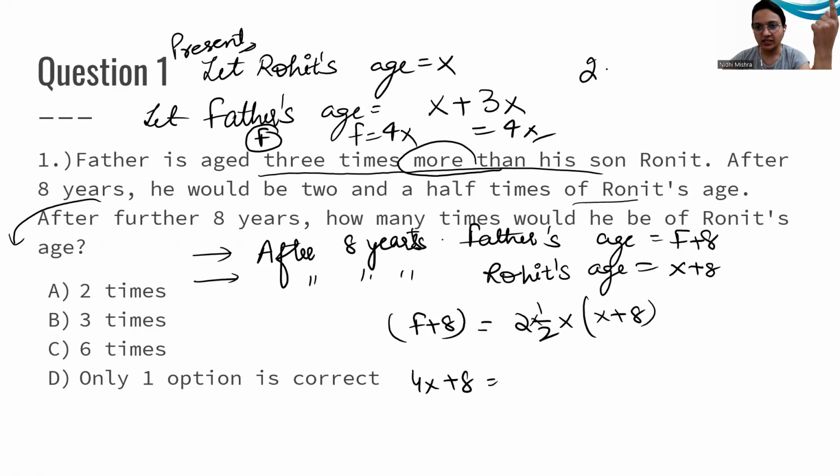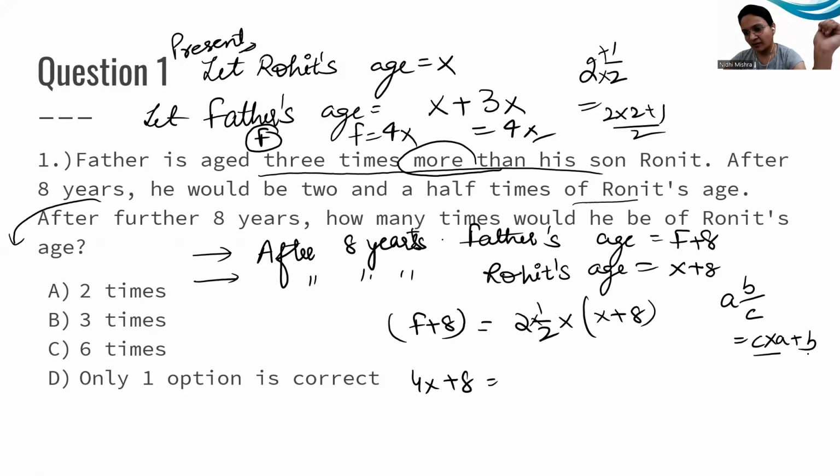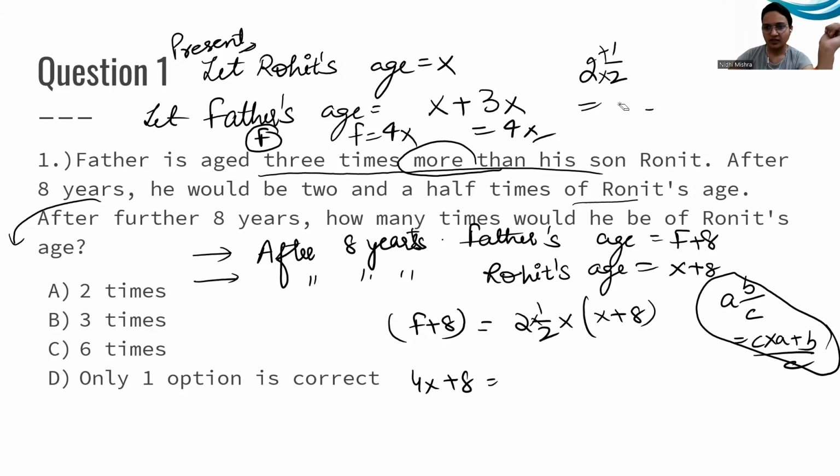So this is a fraction. How to solve this? This will be multiplied, this will be addition: 2 cross 2 plus 1 upon 2. Denominator is same. A, B upon C will be C cross A plus B upon C. So this is the formula to solve this fraction. This is called a mixed fraction.